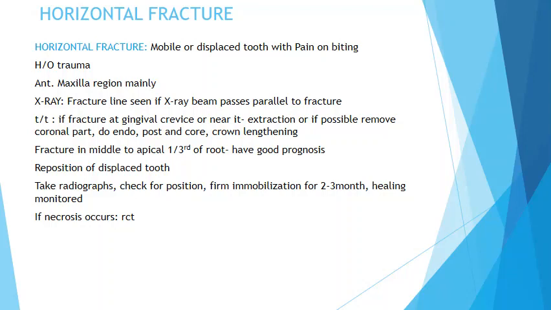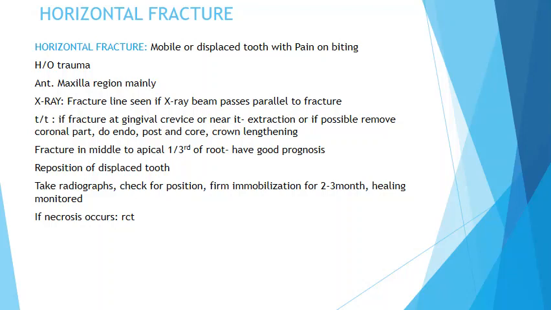Now moving on to the X-ray, it is not necessary that in the radiograph we will see a fracture line. A fracture line is seen only if the X-ray beam is passing parallel to the fracture. That is the only time when you will see a fracture line in a horizontal root fracture. So the important thing to note here is that there is generally a history of trauma, it is mainly in the anterior maxillary region, there is a clinically mobile or displaced tooth and the patient complains of pain on biting.